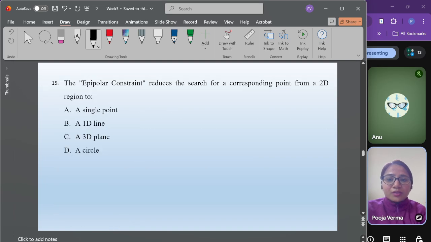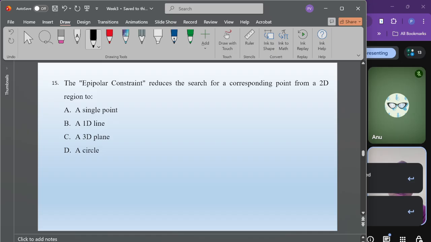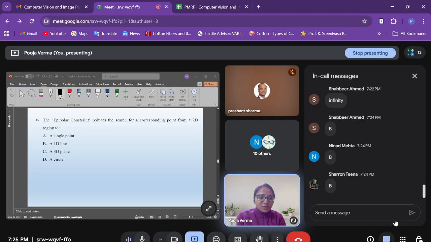Now moving to our next question. The next question is also related to this one. The epipolar constraint reduces the search for a corresponding point from a 2D region to: option A, a single point; option B, a 1D line; option C, a 3D plane; or option D, a circle. Which option is the correct one? Okay, some of you have answered as well. Okay, option B, a 1D line.